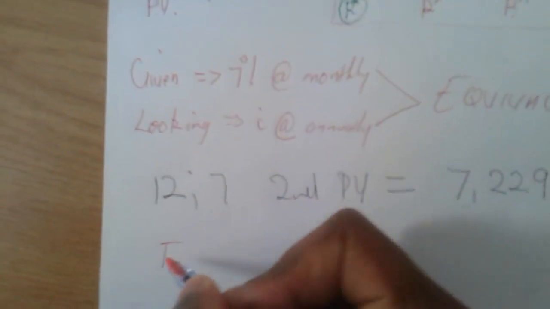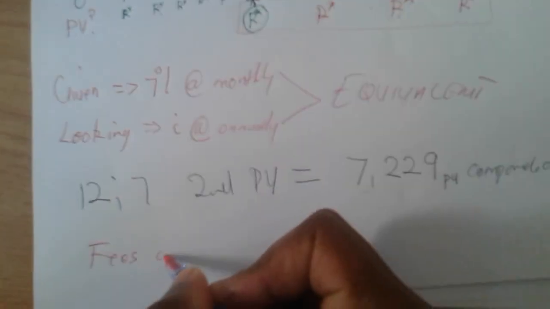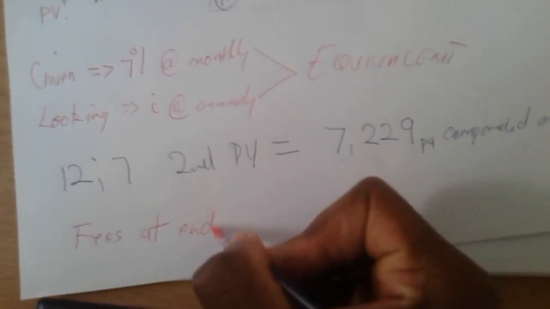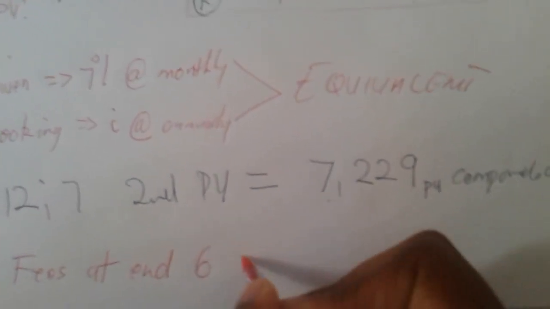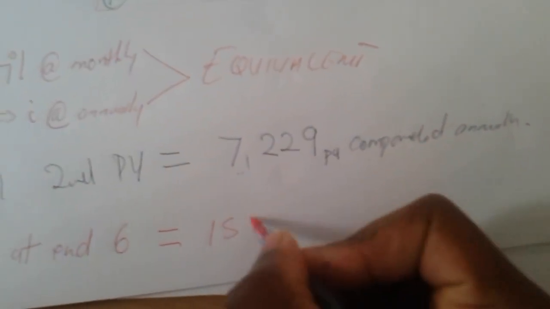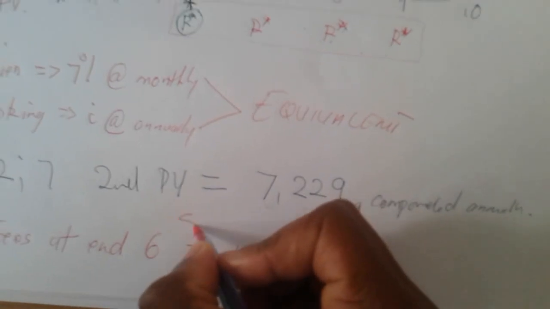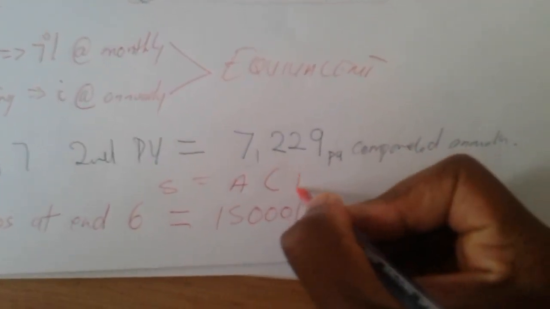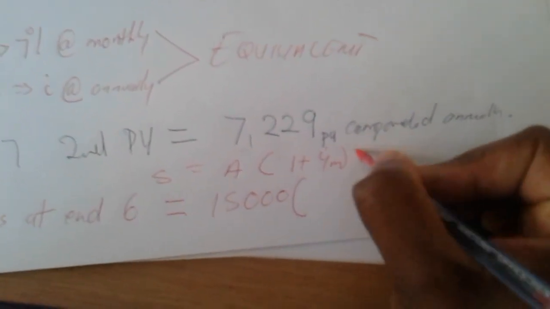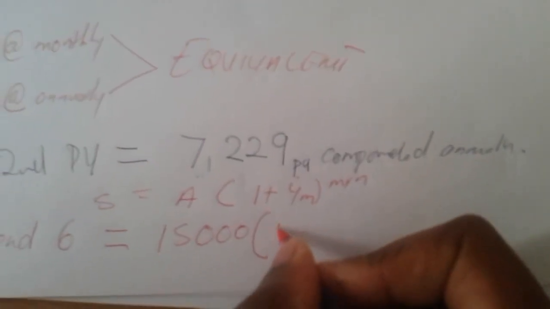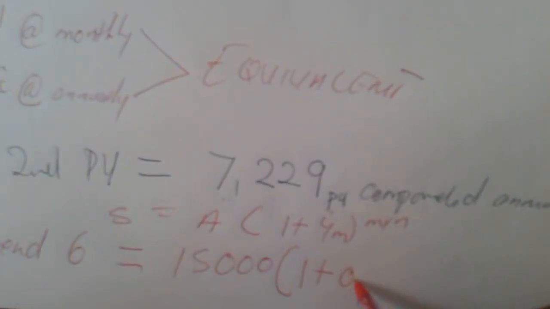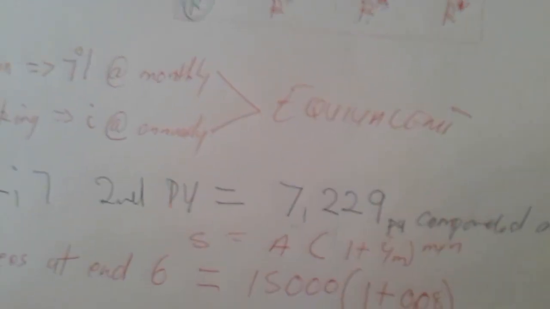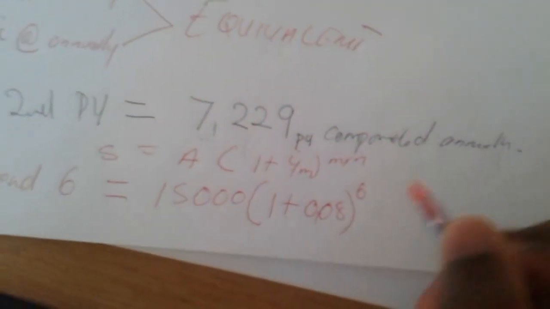So let's calculate fees at the end of year 6, which is equal to your 15,000 into, remember I'm using the formula, S equals A into 1 plus i over m to the power of m times n, same as compound interest. So 15,000, 1 plus, what is our escalating rate? It's 8%, 0.08. How many times is the fees going to increase? 6 times. What do you get?